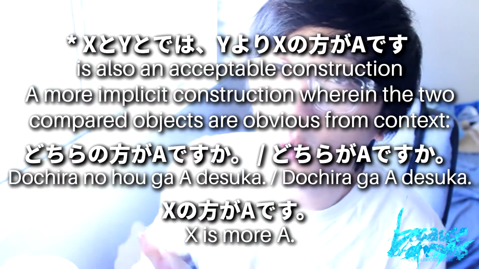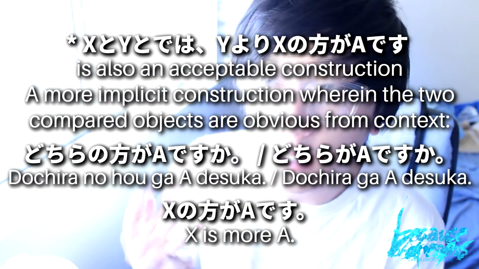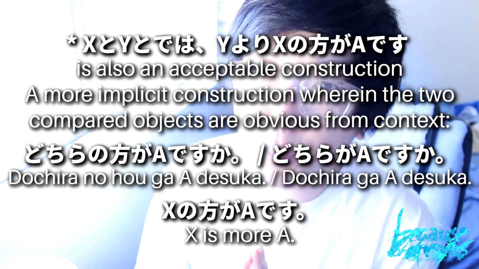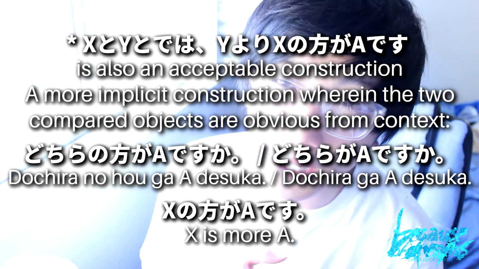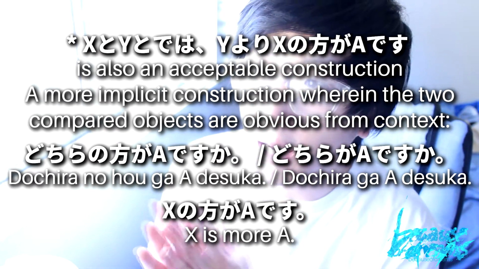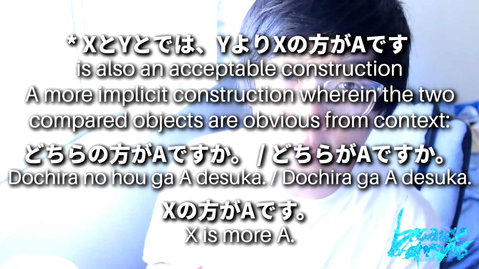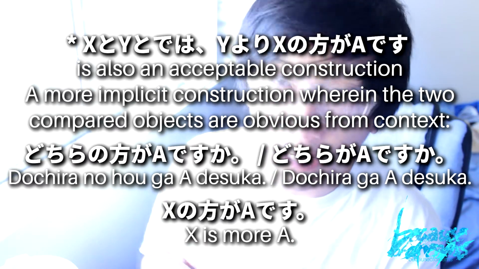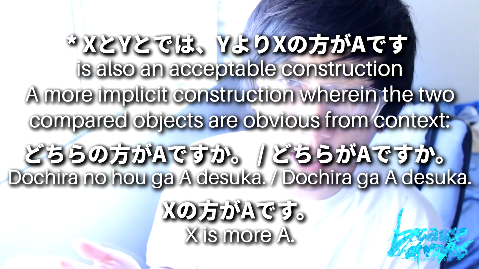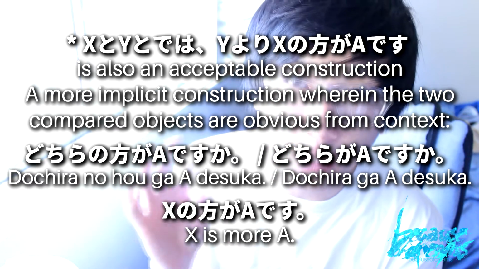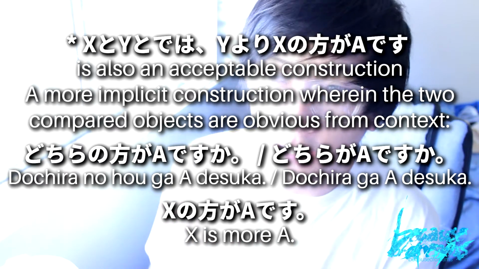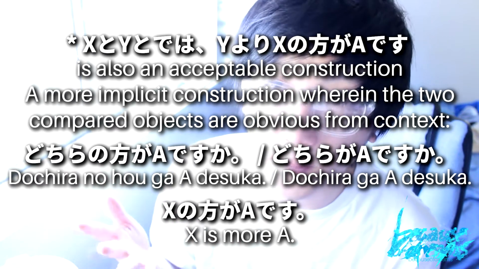There are some alternative answers to the same question. Another way to say this is also X to Y to de wa Y yori Xの方が Aです. And this is pretty much the same thing. If the earlier answer was saying that between X and Y, X is more A than Y, well, in this case, we're just saying between X and Y, more so than Y, X is A. You can see how the meaning is pretty much the same thing. There's just a little switching as to which X or Y you're mentioning in the sentence first.